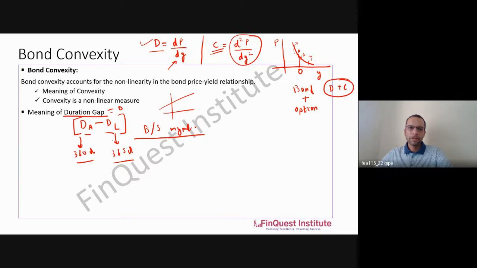Now, compare this versus, let's say, a duration of my assets of just 30 days, whereas the duration of my liabilities is 365 days. That means my assets are getting ready in 30 days, but my liabilities are coming due only in 365 days. So there is almost an 11-month gap between the time my assets are ready and my liabilities are coming due.